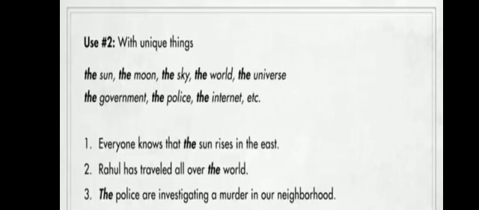Always remember one thing, that these particular uses are for the definite article the. With unique things, students, you are supposed to make use of the word the. Here you can see the sun, the moon, the sky, the world, the universe. There is just one sun, students. There are no other suns. There's just one moon of this earth. There's just one sky. And one world, I am talking about the one world in which we are living.